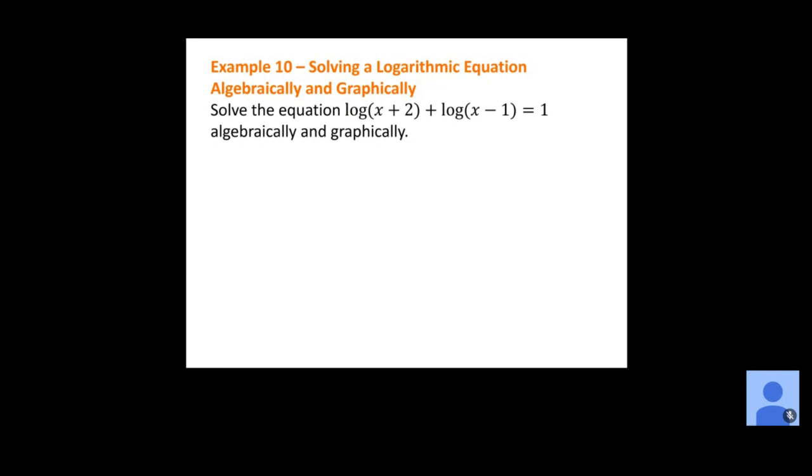Good. We want to combine the logs into a single log, and then we can go from there just like we have on the previous problems. So how would I combine these logs? Multiplication. Good. All right, so we're going to take log of x plus 2 times x minus 1. Because again, anytime you have addition of two logs, as long as they have the same base, we can combine them using multiplication. And that's still going to be equal to 1 now.